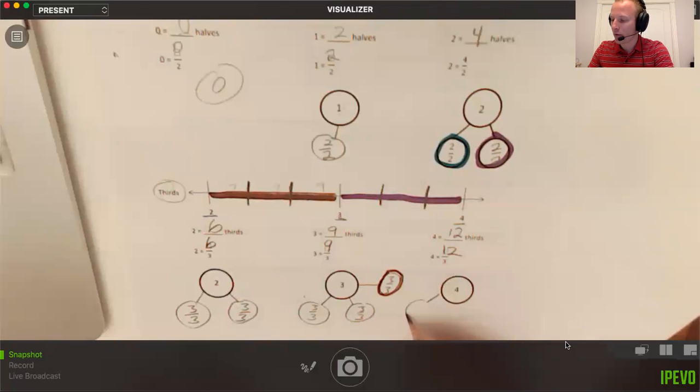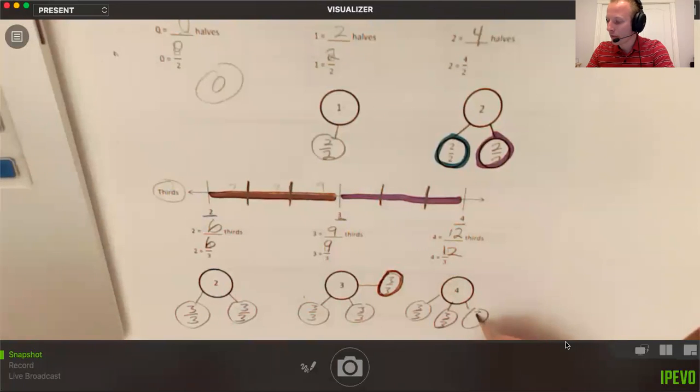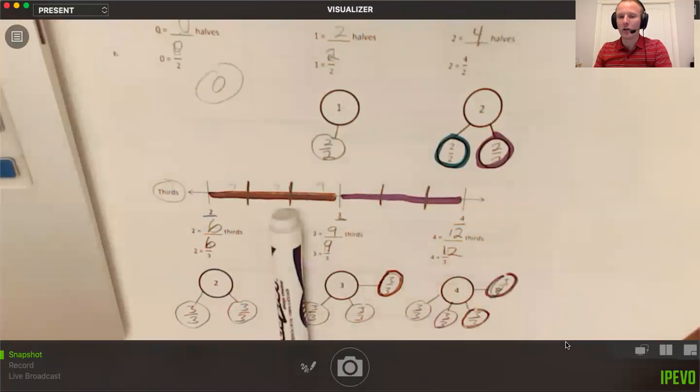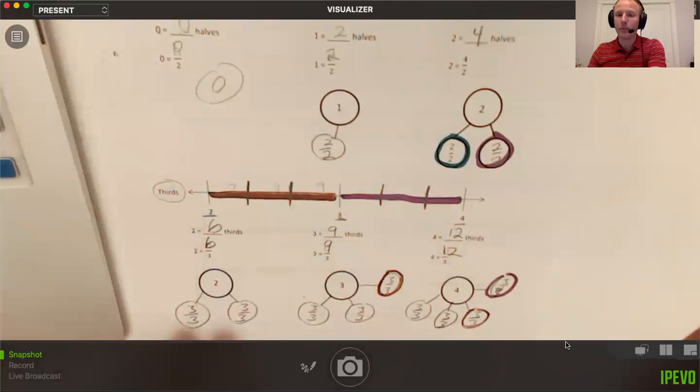And again, I can start with 3/3 for my first hole, another 3/3 for my second hole, a third 3/3 for my third hole, and a fourth 3/3 for my fourth hole. I'm only color coding those two because those are the only two that show up on our number line. The other two would have taken the spot over here, but we did not have those filled in because they were not part of our number line.